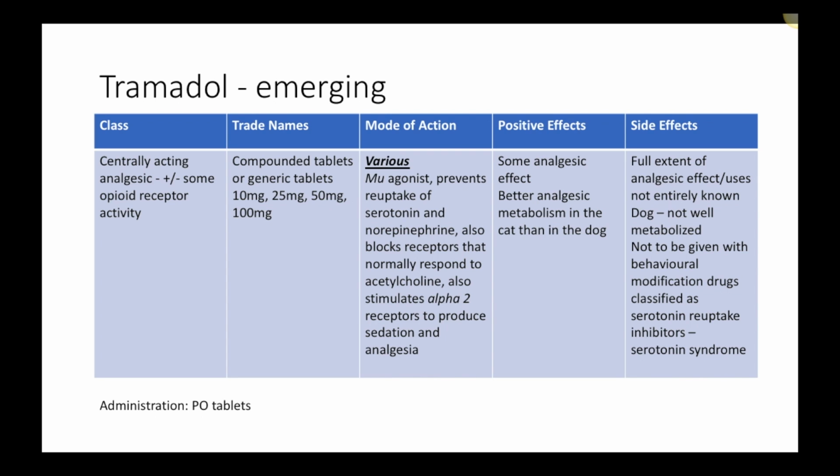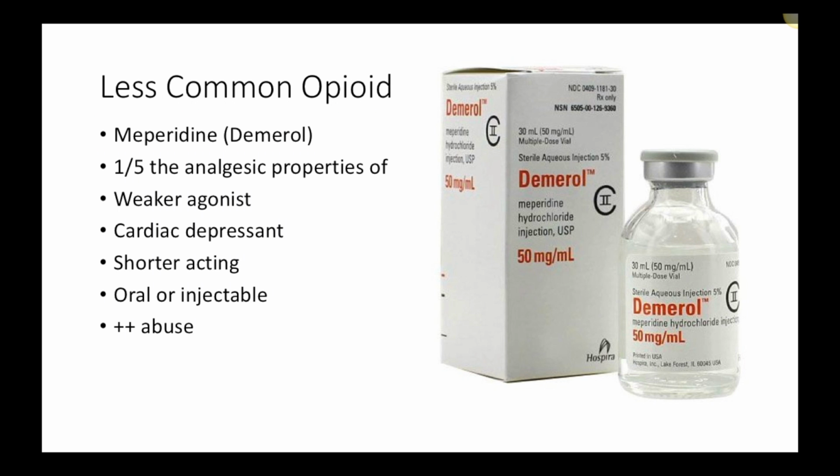So that's a bit about tramadol and about the really common drugs that we've used so far that are opioids or analgesics. Less common opioid is meperidine. So this one's not Benadryl, stupid me, Demerol. And we don't see Demerol a lot anymore. So the trade name is Demerol. The generic name is meperidine. It has a fifth of the analgesic properties of morphine. So it's a weaker agonist. It's a cardiac depressant. It's shorter acting.